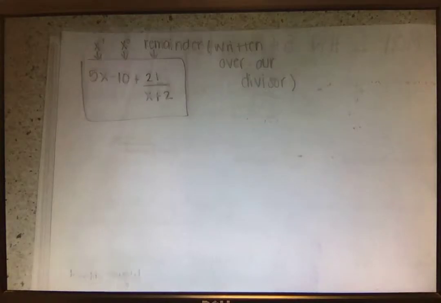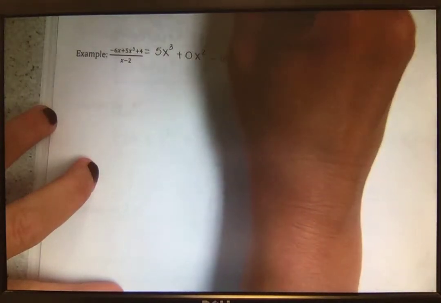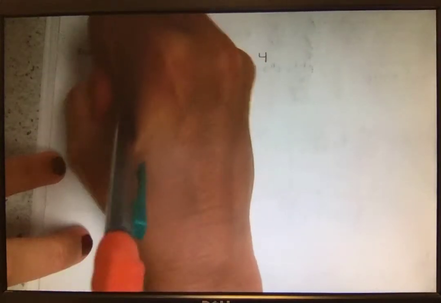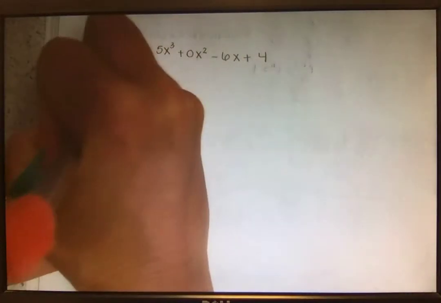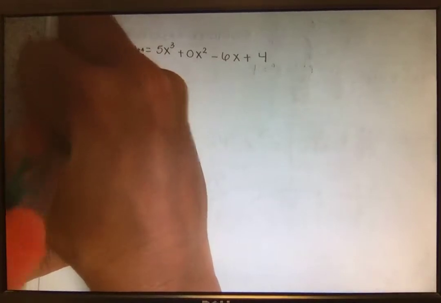Let's try another one. So we have 5x cubed minus 6x plus 4. Again, let's rewrite this with our placeholders in descending order. So 5x cubed. I do not have any x squared terms, so plus 0x squared minus 6x plus 4, all over our divisor, which is x minus 2. Again, I'm going to set that x minus 2 equal to 0. I'm going to add 2 to both sides to solve for x. We are left with x equals +2.